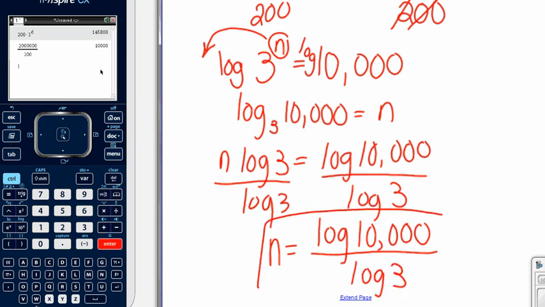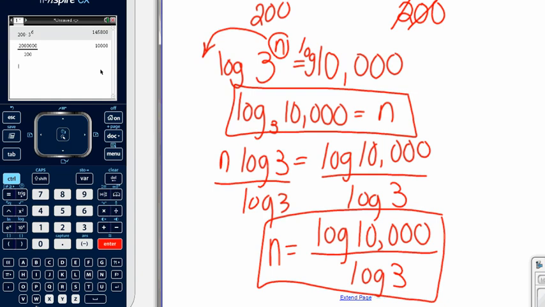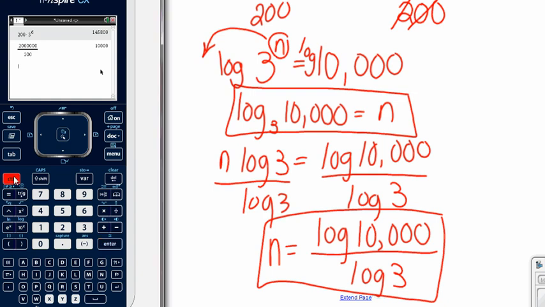Okay, so either one. So we can use log base 3 of 10,000, and that's about 8.38.